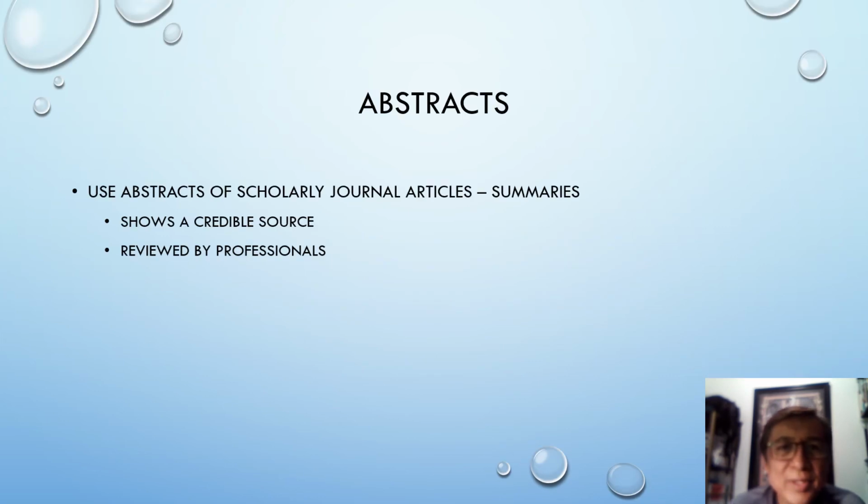Okay. First of all, I just want to say that one of the best ways to look at how you can find some good sources is through abstracts, and I think you guys know what abstracts are by this time. Those little summaries of articles that you find when you look up professional journals. Like it says here, it shows a credible source and is reviewed by professionals. Every time you see one of those abstracts, you can pretty much be guaranteed that they're credible.